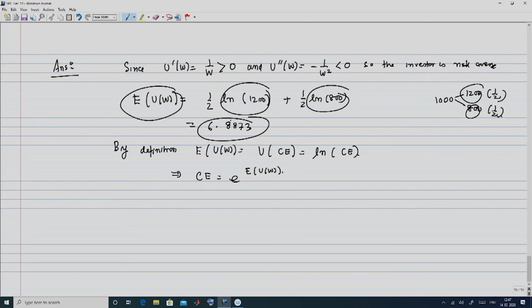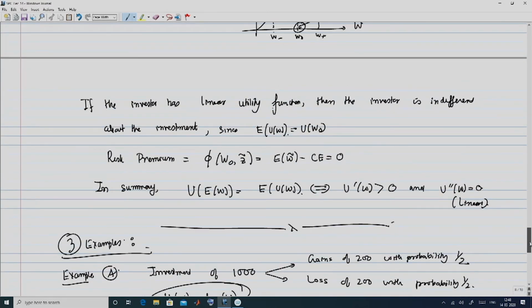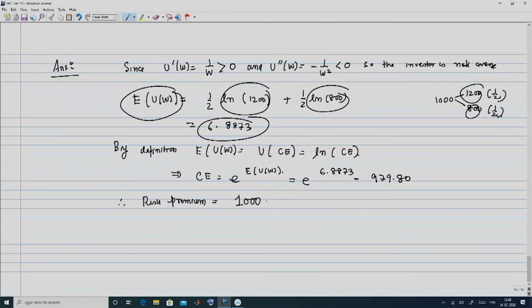And what is the expected utility? This is going to be E raised to 6.8873, and this turns out to be 979.80. And therefore, the risk premium is going to be the original amount, all right, minus the certainty equivalent 979.80, which is 20.20.